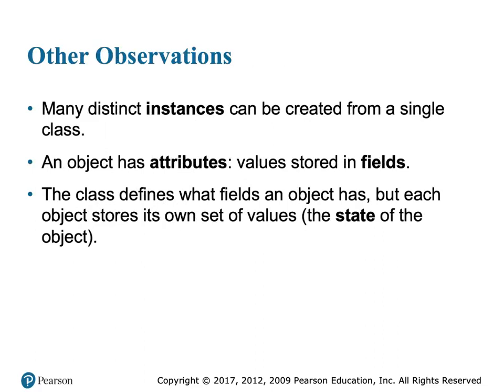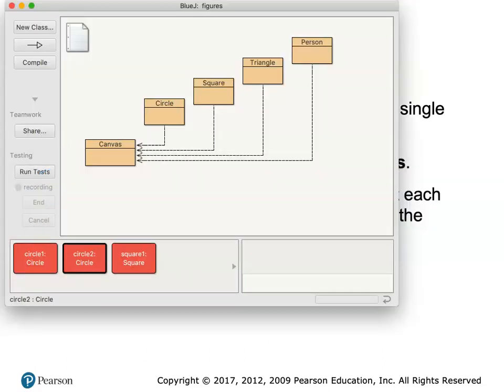As you probably noticed, I had 2 copies of circle, only 1 copy of square, and I also had a couple of objects that I didn't invoke at all: person or triangle. We'll talk about canvas later because canvas is a little bit special. So bringing those back in, we have several instances of the same class of object.